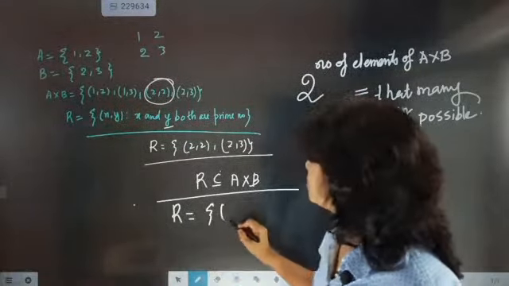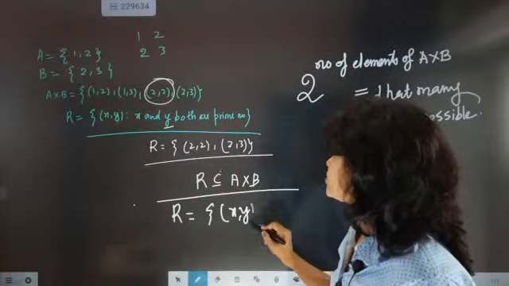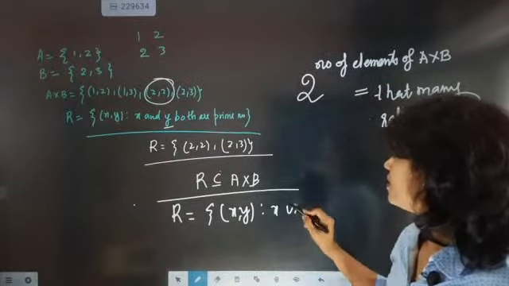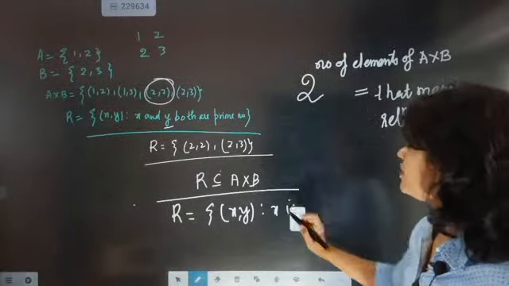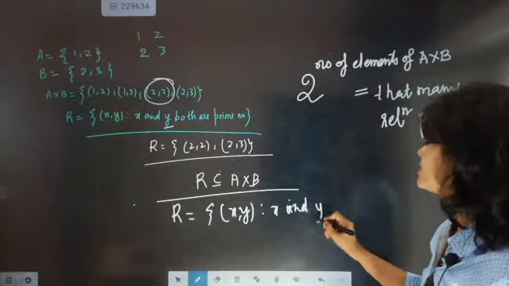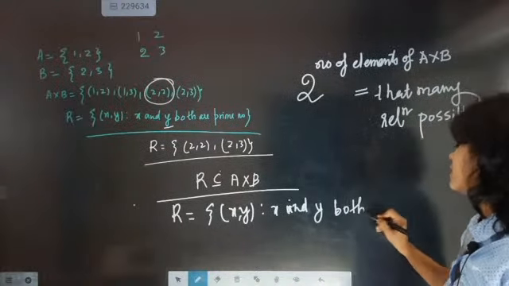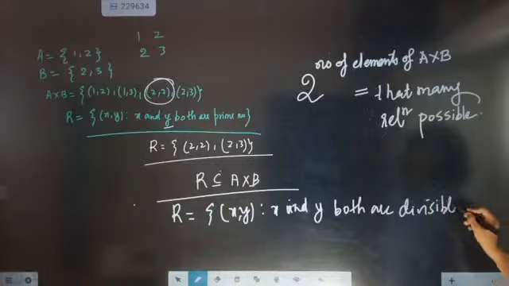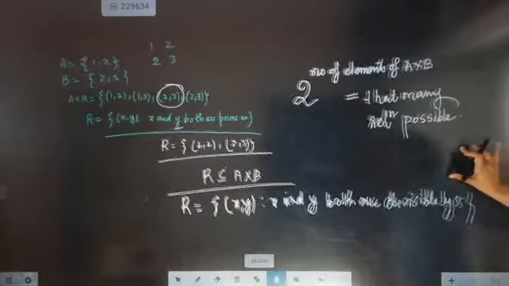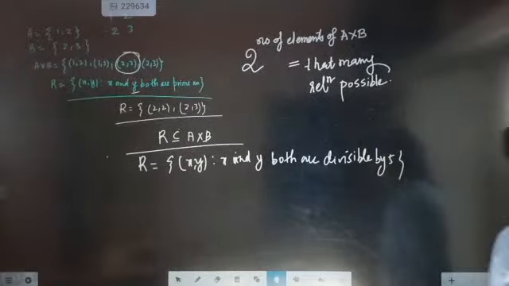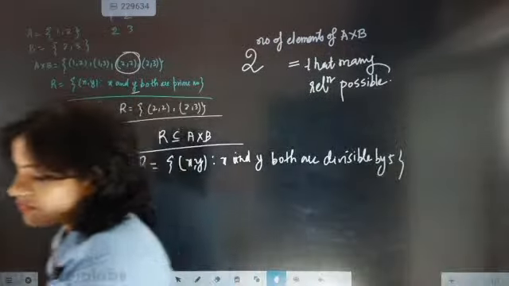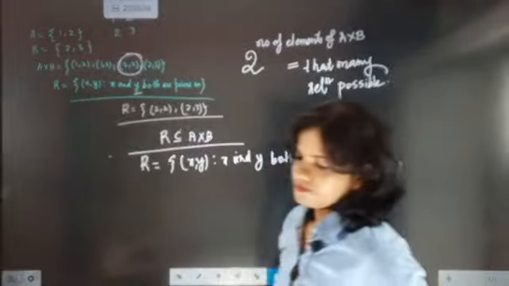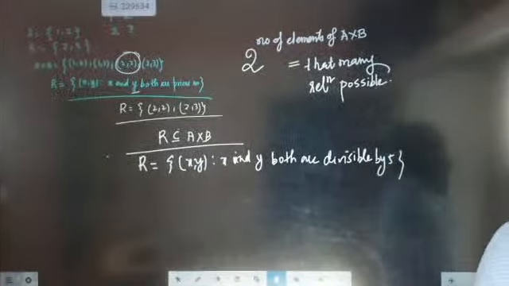In case they say a relation like R is equal to (x, y) such that x and y both are divisible by 5. Go for it. What answer are you going to give? Both are divisible by 5. What answer are you going to give?